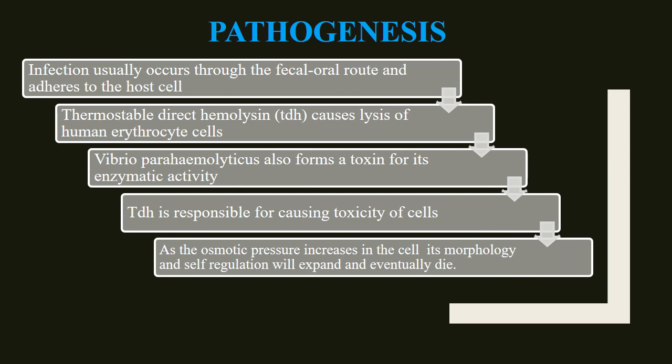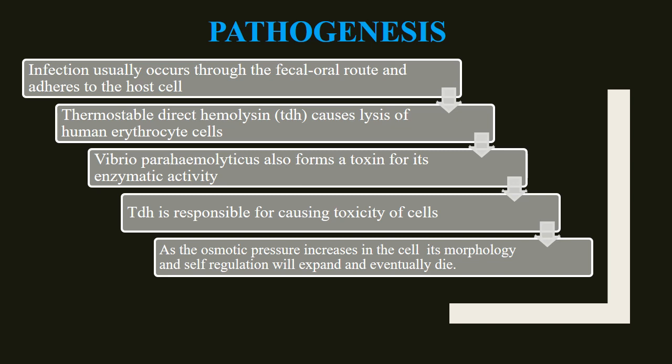Pathogenesis of Vibrio parahaemolyticus. Infection usually occurs through the fecal oral route and adheres to the host cell with the help of bacterial adhesion factors which are present at the bacterial cell surface. Thermostable direct hemolysin causes the lysis of human erythrocyte cells by binding on the red blood cell membrane. It forms a pore on the surface of the membrane which leads to the penetration of the cell components in RBCs. Enzymatic activity for cytotoxicity is also formed by the TDH and TDH related hemolysin.